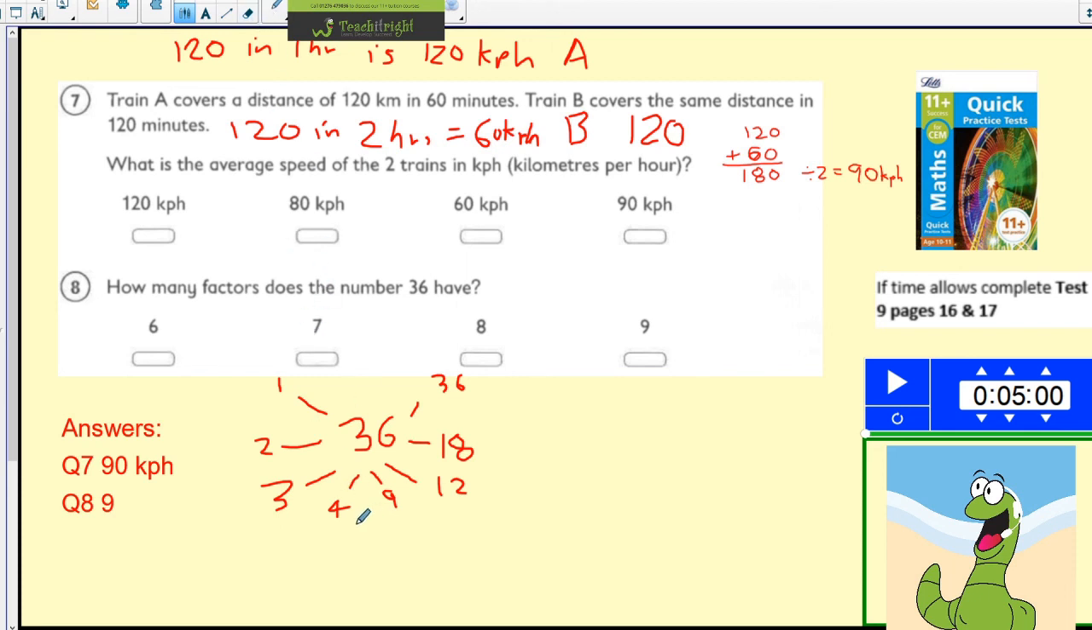Can I do 5? No. Can I do 6? Yes, I can. 6 times what? 6 times 6. When you're doing factors, you wouldn't write the same number twice. And actually now, once I've come to 6, once I've met up my numbers on the other side, in this case 6 and 6 are the same thing, I've reached all my factors. So I had 1, 2, 3, 4, 5, 6, 7, 8, 9 factors, my factor pair.